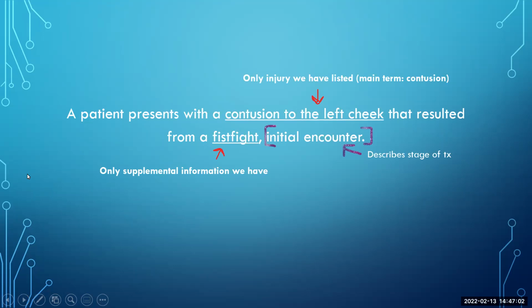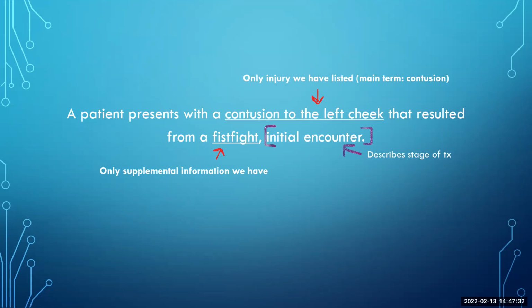So let's break this down a little bit, okay? When we're looking at this, we say contusion to the left cheek. That's going to be the only injury that we have listed, right? We don't have any other information about what happened or what injuries were sustained. We only know he's got a contusion on the left cheek. So the main term there is going to be contusion. Why is that? It's because left cheek describes the location of the contusion, okay? If you're having trouble looking at main terms, hopefully that helps a little bit.